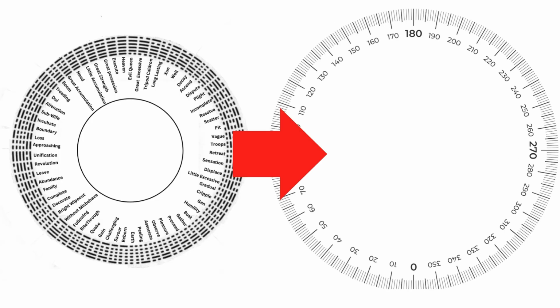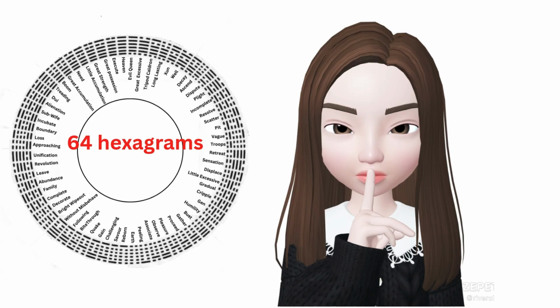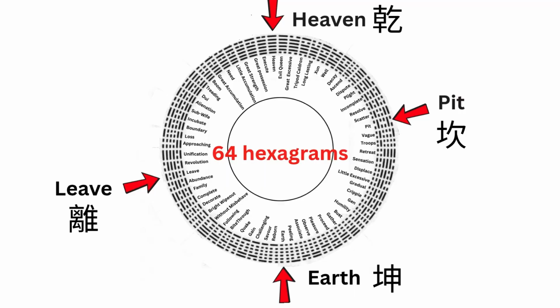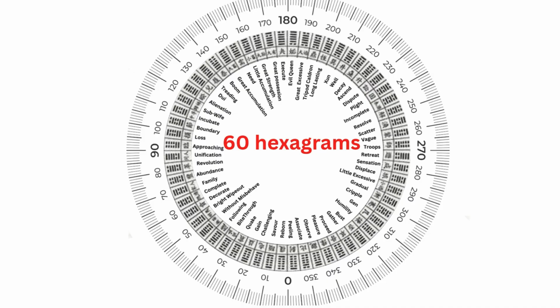This time, we overlay another diagram onto this full circle, a diagram of 64 hexagrams. But here is the secret part: to exclude these 4 hexagrams. Hexagram heaven, hexagram earth, hexagram leaf and hexagram pit. Because they are the 4 dimensions of the Tai Chi. By doing so, to minus these 4 hexagrams. 64 minus 4. After all, the remaining 60 hexagrams can perfectly fit into a 360-degree circle.